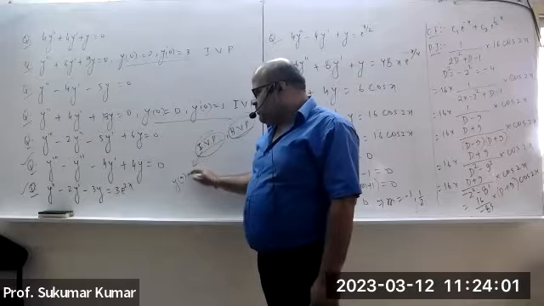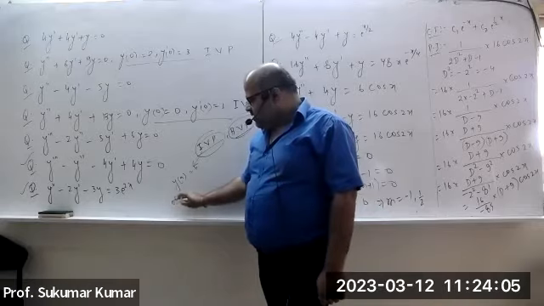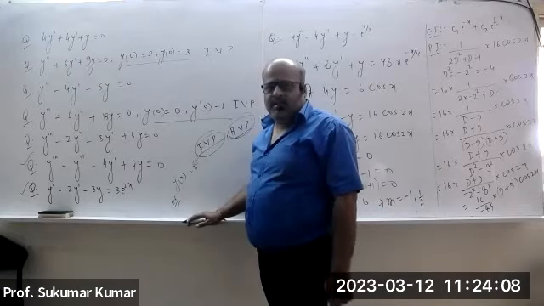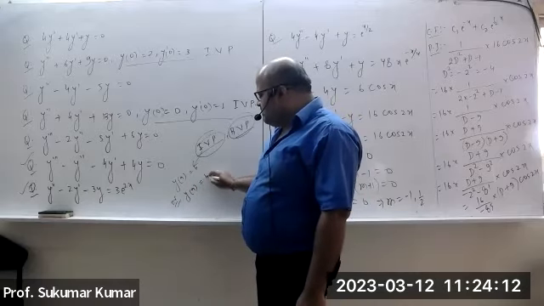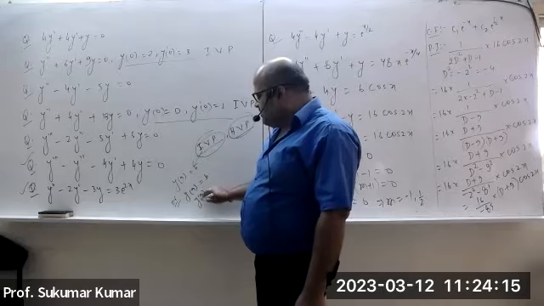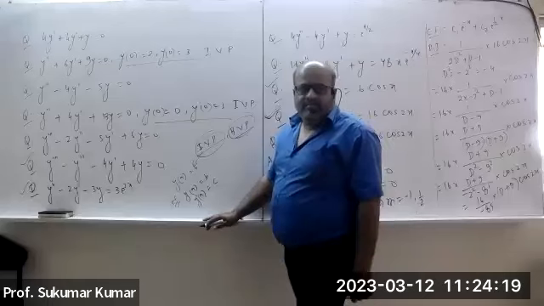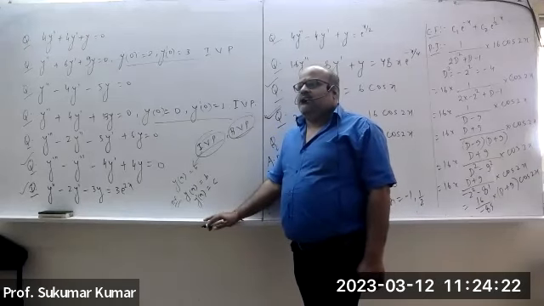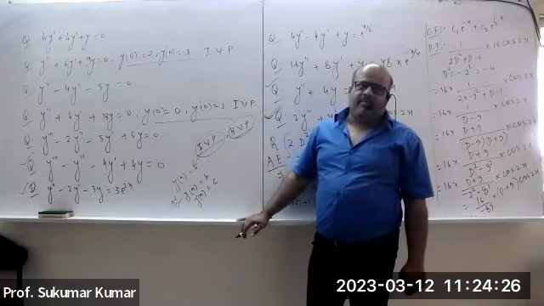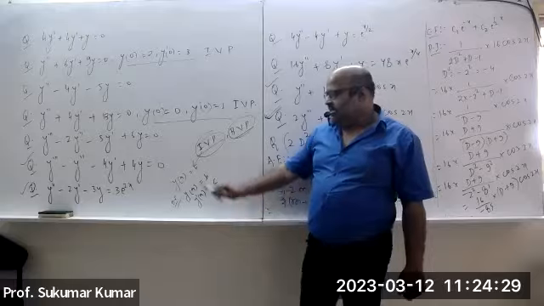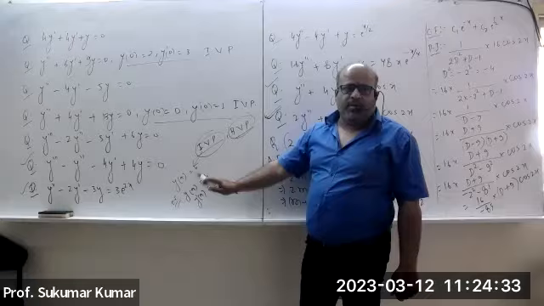Suppose y of a equal to b only. Either only one condition is given, or if more than one is given, they will give them at the same single point. If the conditions are defined at the same single point, then that is called an initial value problem. Understanding? Either a single condition, or more than one condition at the same point.